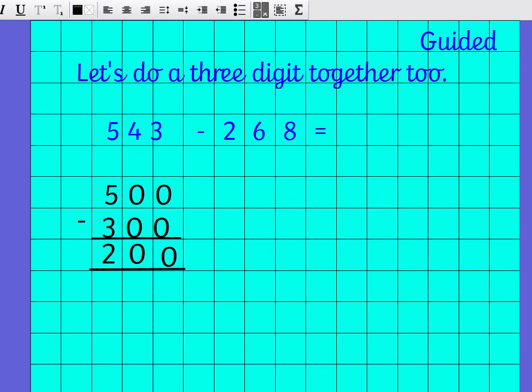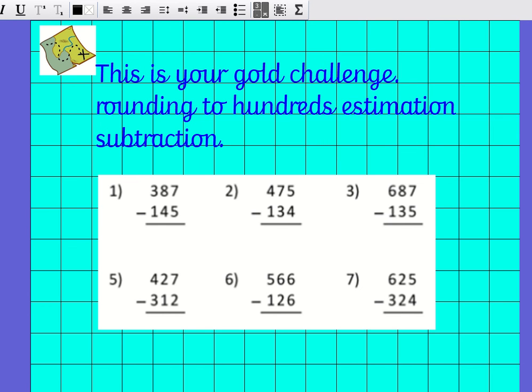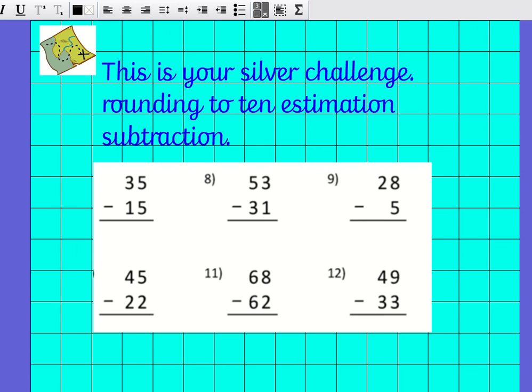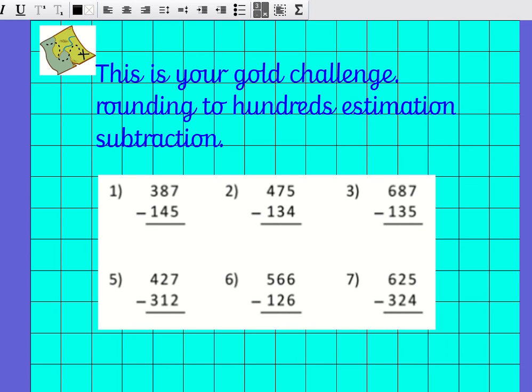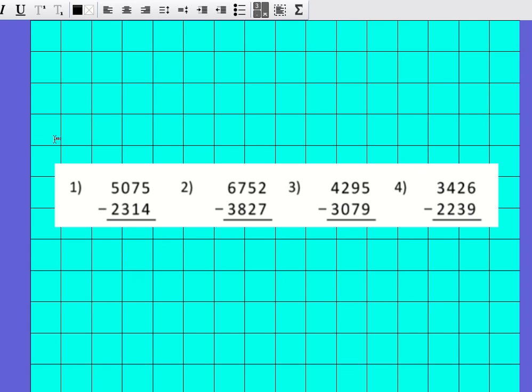Okay, so these are your silver questions today. So once you've completed them, these are your gold questions today. Okay, so silver you are rounding to 10, gold you are rounding to 100. If it is that you progress, well done, and you just need to remember exactly the same sort of principle, but this time if you are doing platinum and rounding to the nearest 1,000, it's 499 and less that we round down, and it's 500 and more up, we round up, okay? And these are what your platinum questions look like today. There's only 4 there, I know, but I'm sure you will be absolutely fine with that.